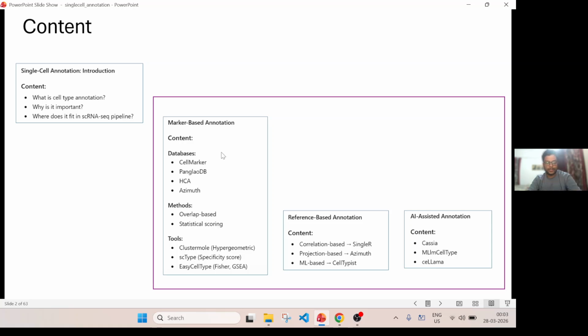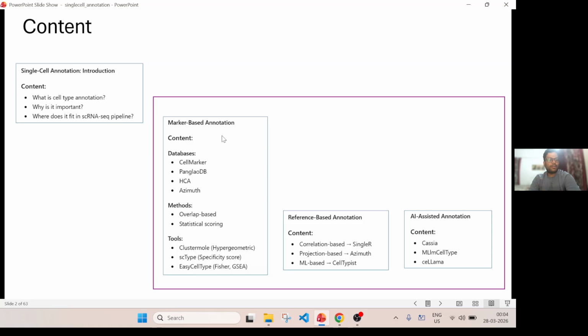annotation process. If we categorize the tools, there are two approaches in single cell annotation. One is the marker based annotation method, and the second category is reference based annotation. And very recently, with the evolution of AI, we are finding some tools which are AI assisted annotation. So I will be covering all these three categories of methods.